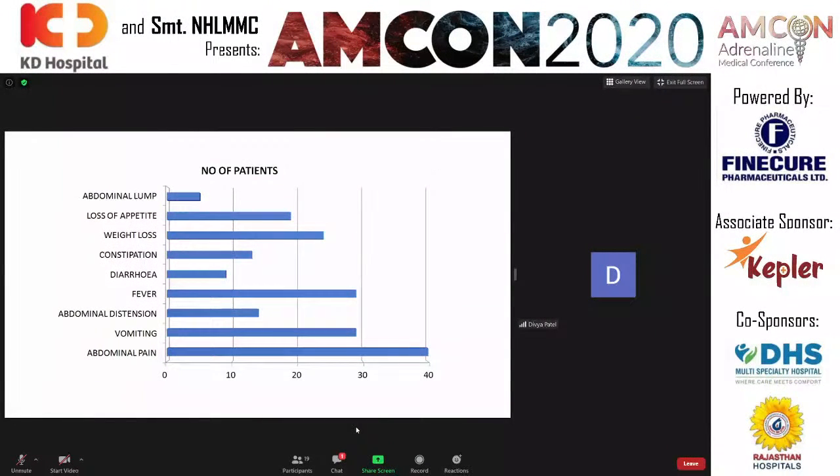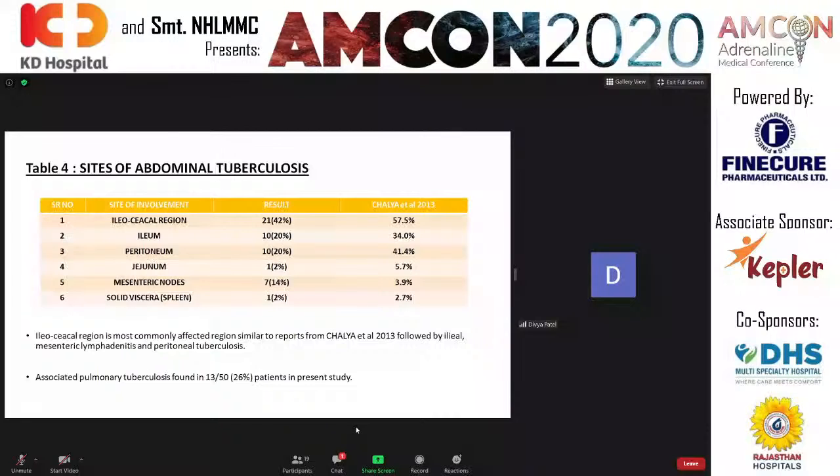This is a bar chart showing the clinical presentation in various groups of patients. Sites of abdominal tuberculosis: the ileocecal region is the most commonly affected region, similar to the reports of Chalia and colleagues 2013, followed by ileum, mesenteric lymphadenitis, and peritoneal tuberculosis. Associated pulmonary tuberculosis was found in 13 out of 50 patients in the present study.